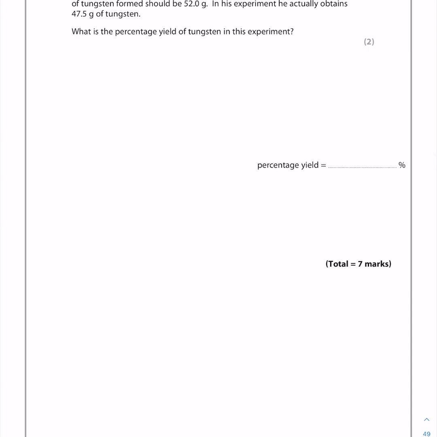Starting with a different mass of tungsten fluoride, he calculated that the mass of tungsten formed should be 52. That is the theoretical yield. In an experiment he actually obtains 47.5 grams of tungsten. That is the actual yield. What is the percentage yield of tungsten in this experiment? The percentage yield is equal to actual yield 47.5 over theoretical yield 52 times 100, which comes out to 91.3%.